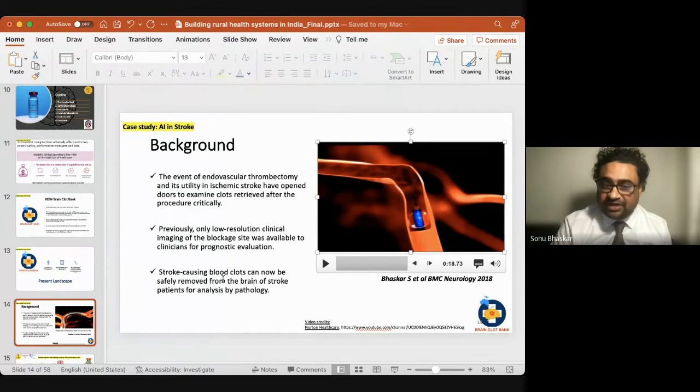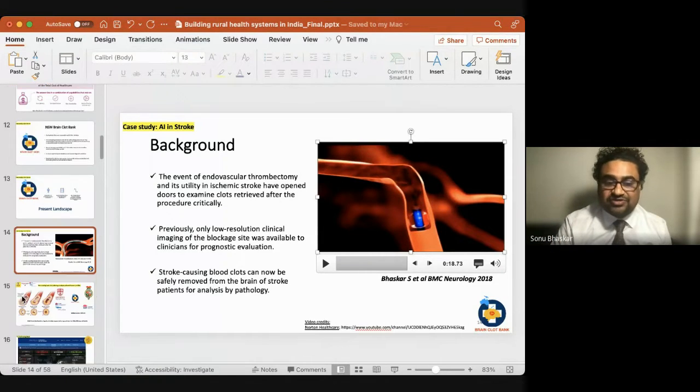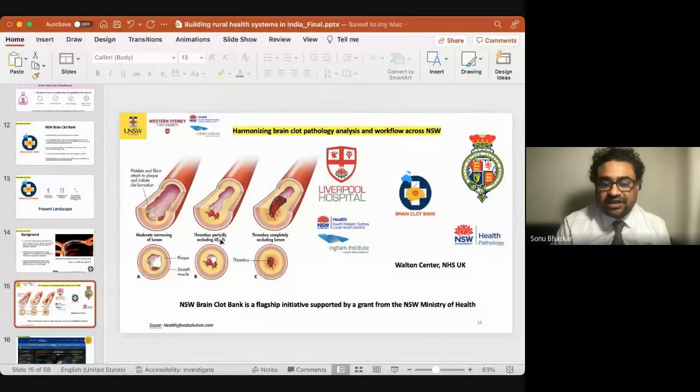Now, what we are trying to do is to use imaging as well as advanced histopathology to really characterize these clots. To give you an understanding of the health systems architecture around it, there are several public hospitals who are part of this partnership. And we have just started a satellite initiative in the Walton Centre NHS in Liverpool in the UK.